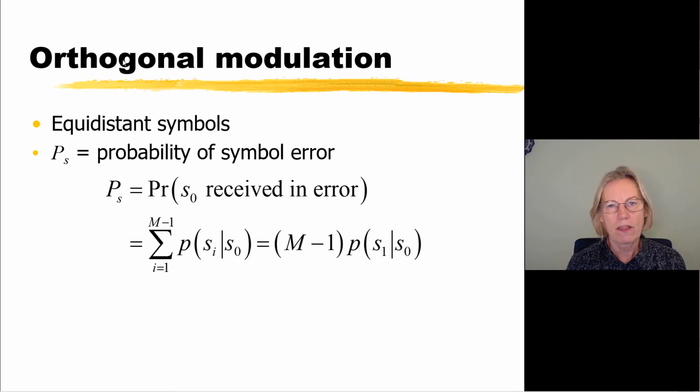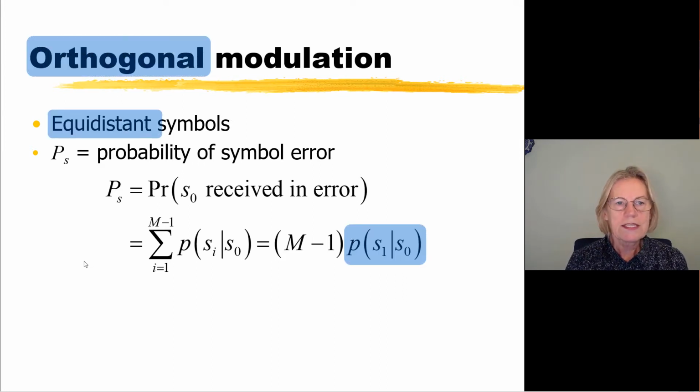What's nice in orthogonal modulation is that there's such symmetry in the modulation that all of these conditional probabilities are equal. The probability of mistaking symbol 0 for symbol 1 is the same as mistaking symbol 0 for symbol 5, all the same. So there are M-1 terms in the sum, so it ends up just being M-1 times, and I could use any one here, but I chose symbol 1 when symbol 0 is sent. Of course, if I wanted the average probability of symbol error, it would be averaging over all of them. But that would just be 1 over M times the sum of M terms, so it comes out to be the same.